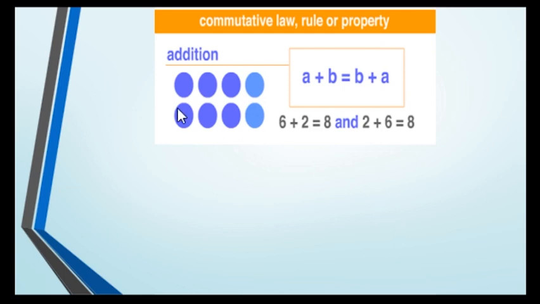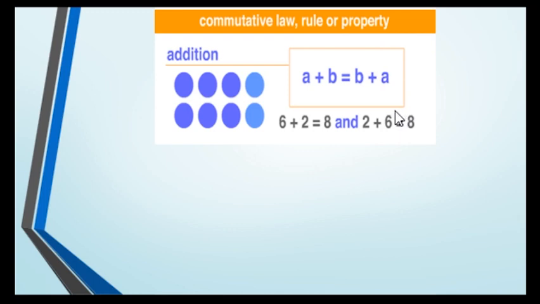In addition, there were some balls given, 2 rows and 6 columns. If I add here, we will get 6 plus 2, that is 8. How do we write it? 2 plus 6 also equals 8. So our commutative law is a plus b equals b plus a.